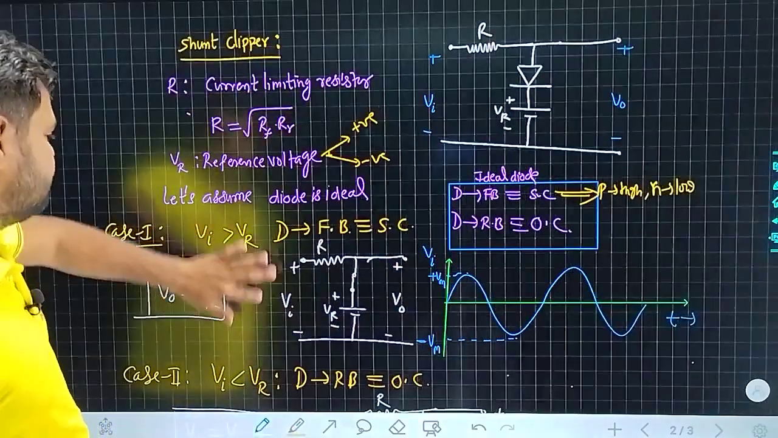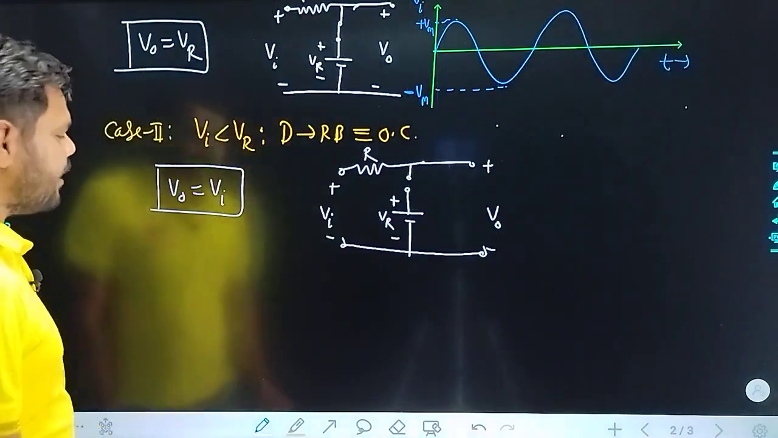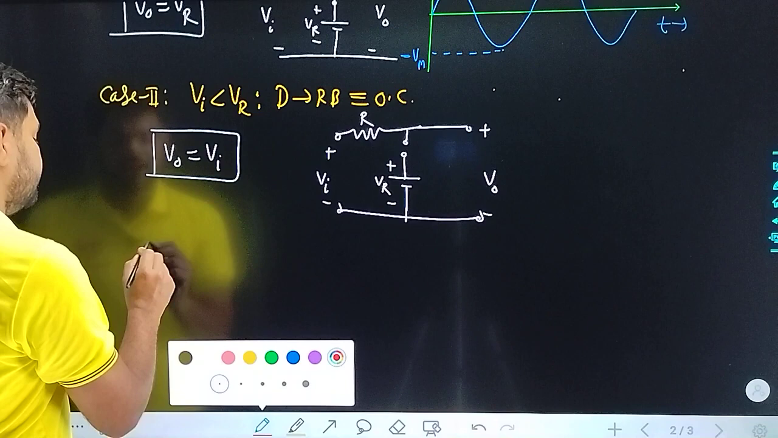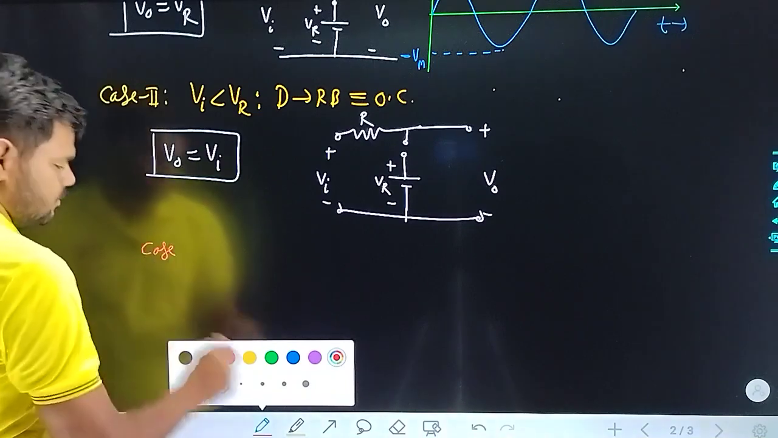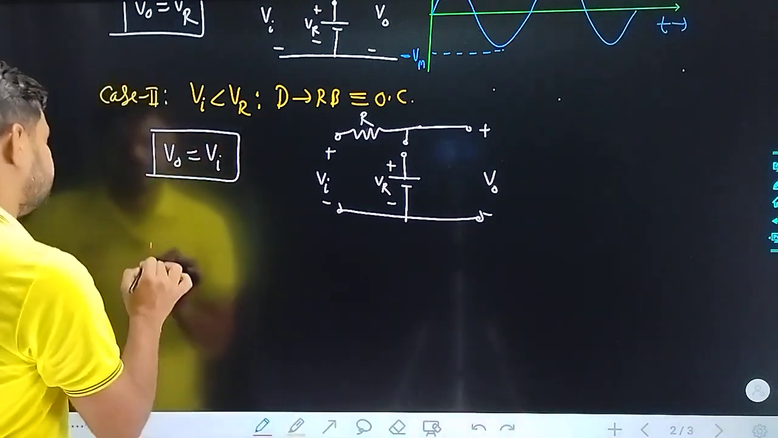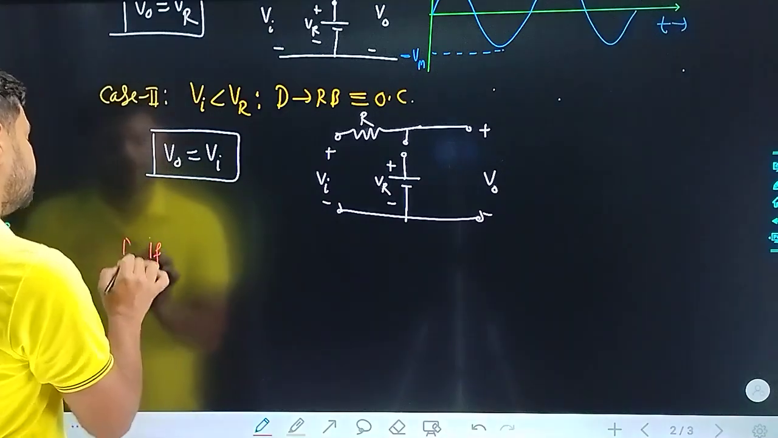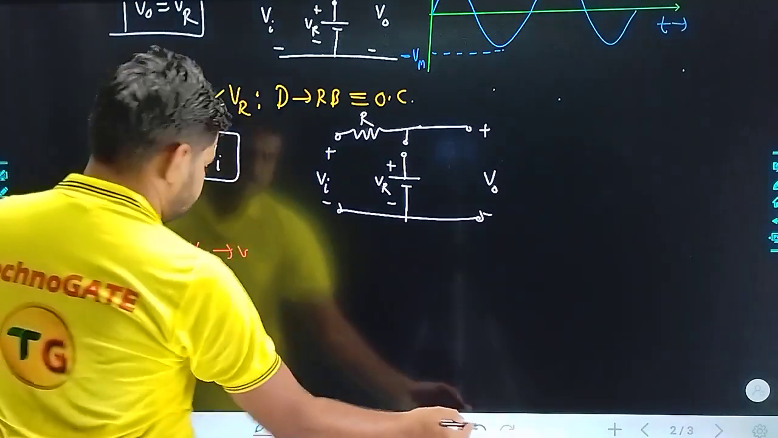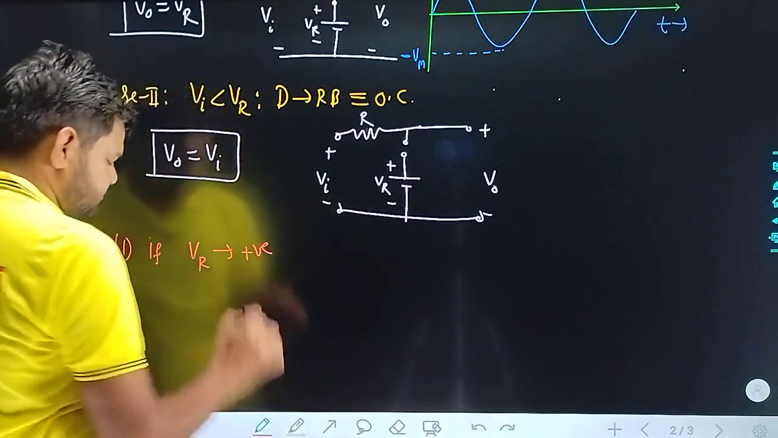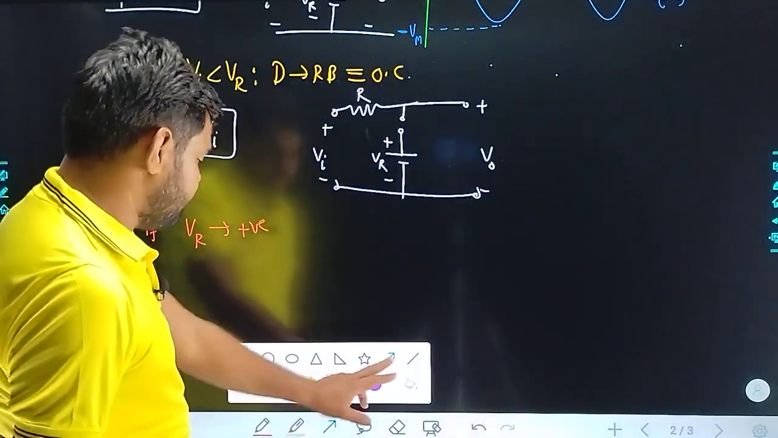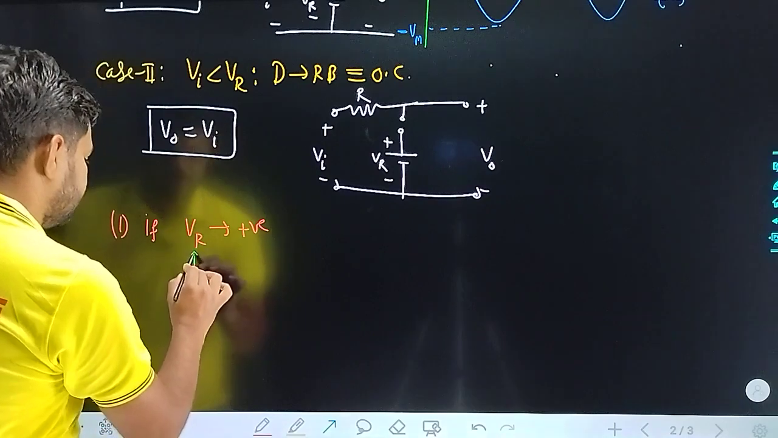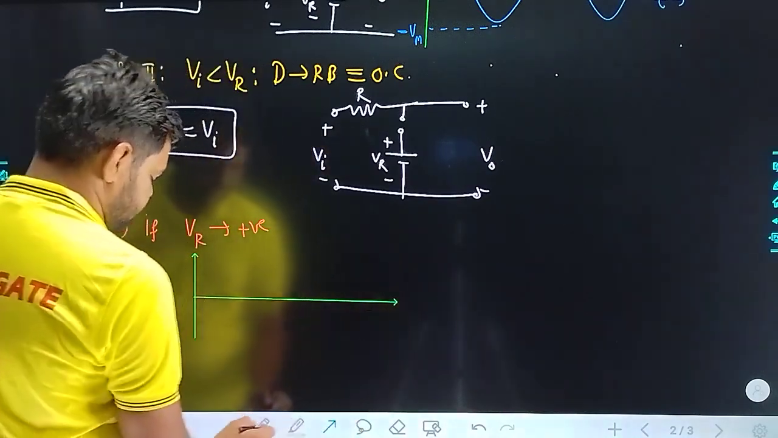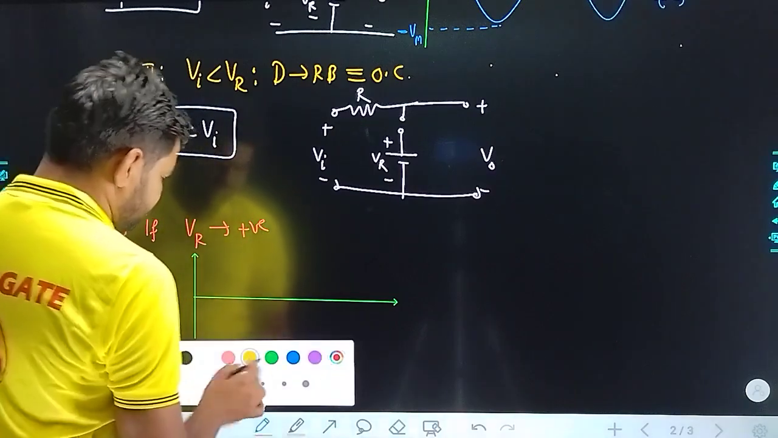Have you noted this? Now I am taking two situations. In the first part, if V reference is positive, guys, listen very carefully. It's a very basic discussion, but if you get confused in it, then it may cause a bit of trouble for you. It's a very easy thing. You will get it the first time.